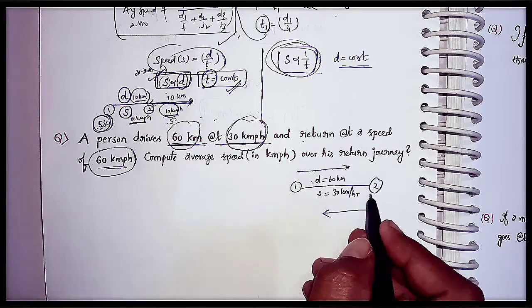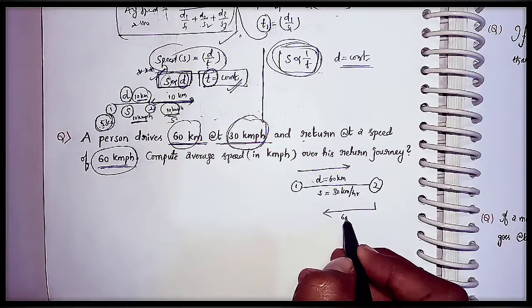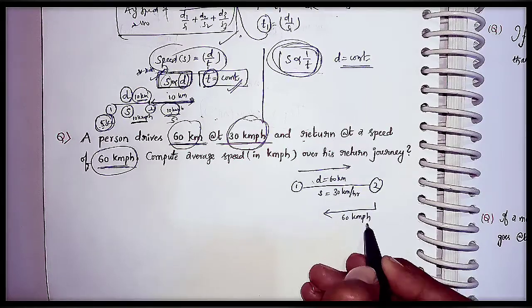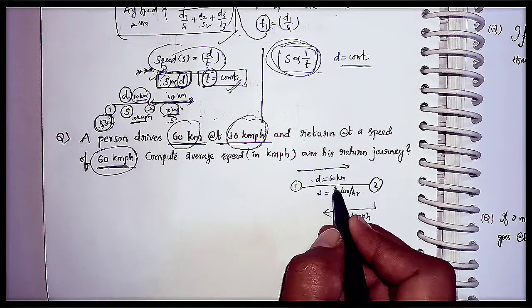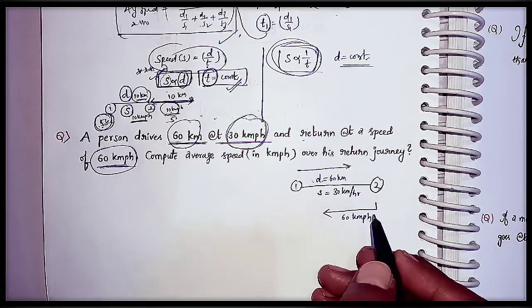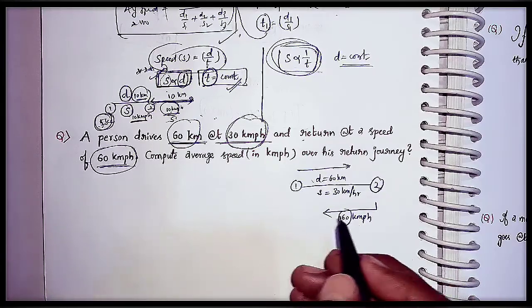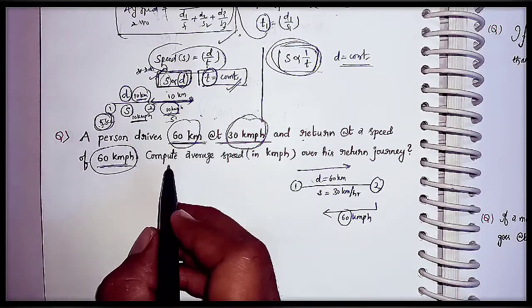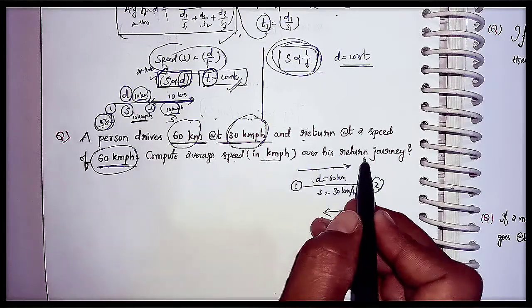Okay, and during the returning he is taking 60 kilometer per hour. His speed is 60 kilometer per hour. That is, whenever he is going from point 1 to 2, he is taking 30 kilometer per hour, but during the returning, his speed is 60 kilometer per hour. He given in the question. Then he is asking, compute average speed in kilometer per hour over his return journey.